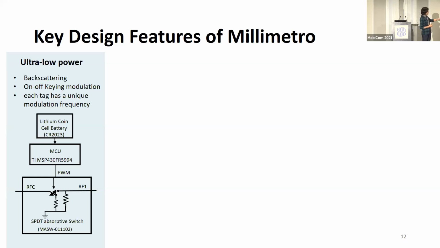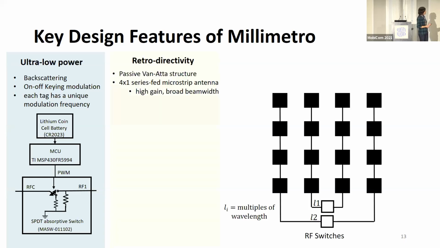And we just draw that PWM signal from the MCU, and the MCU is always in the low power mode. To get retroreflectivity, we use Van Atta arrays. That is basically a specific arrangement of antennas. So what you see in this picture is pairs of antennas connected through a transmission line.